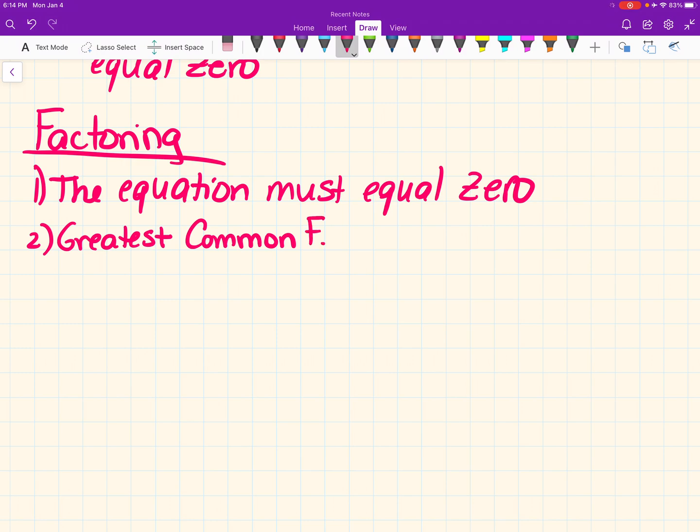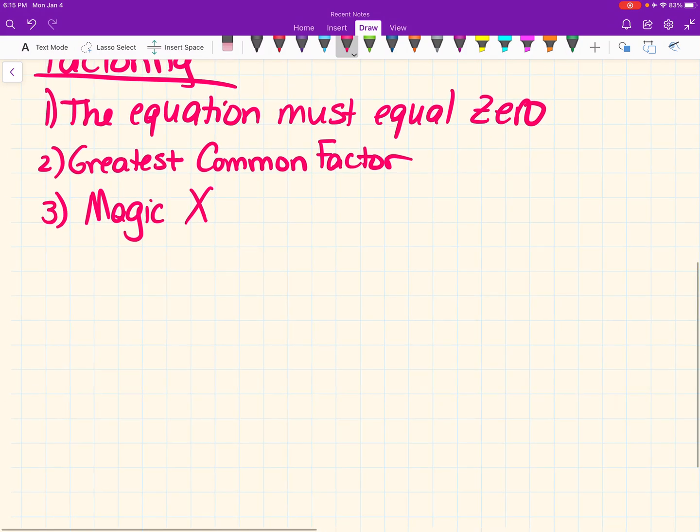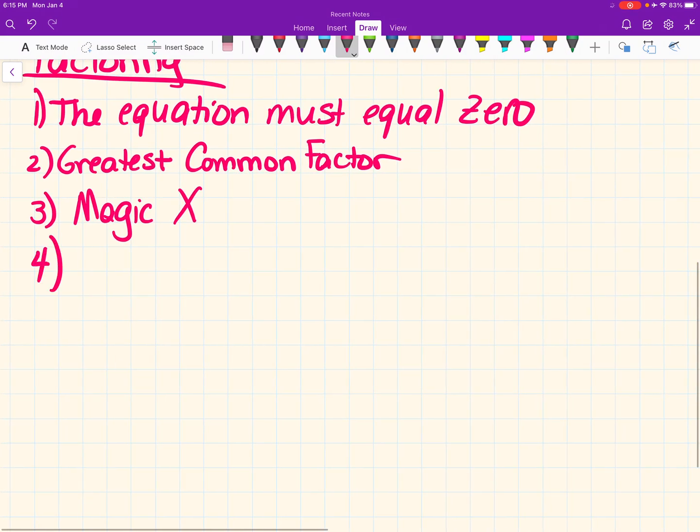Okay? Then remember, magic X is next. Everybody, no matter what you use, you're going to use the magic X. Sometimes, if your lead coefficient is 1, you can stop at the magic X. If your lead coefficient is 1, the magic X will give you what you need, okay? Then, if your lead coefficient is not 1, you need to go to your chosen method.